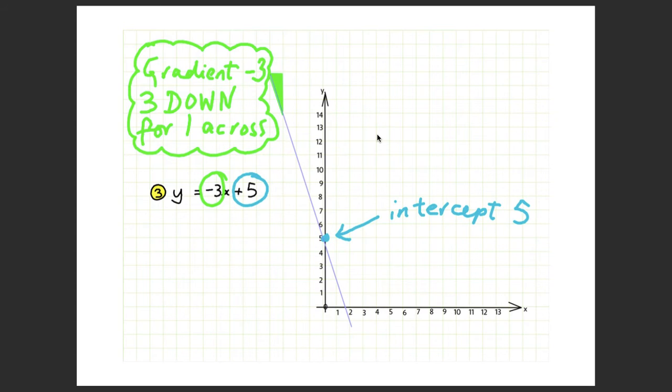Here's the next one. So y equals minus 3x plus 5. So the plus 5 is telling us the intercept. That's 5. And then the minus 3x is telling you that for every 1 across, it's going to go down by 3. So 1 across, 3 down, like that.